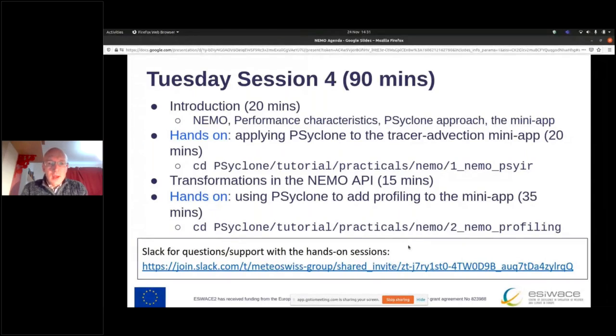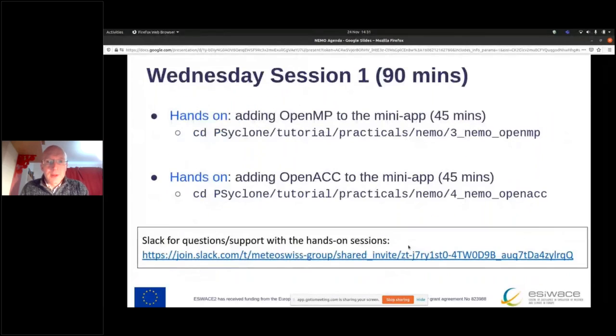And then once you've done that, we'll have another little bit of a presentation where I'll talk through some of the transformations that are used within the NEMO API. After that, there'll be a bigger, longer hands-on session where you can start playing with those transformations and use them to add profiling to the mini app. And that will be today, and tomorrow we'll move on to looking at OpenMP and OpenACC, but that's for tomorrow.